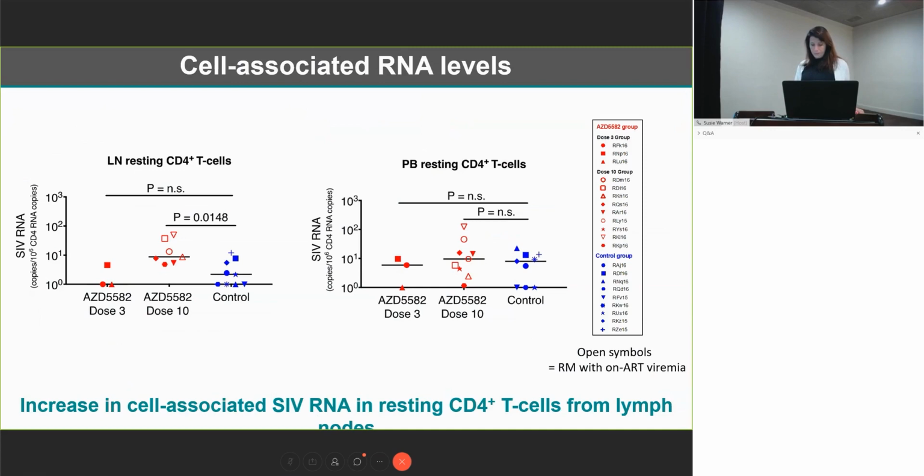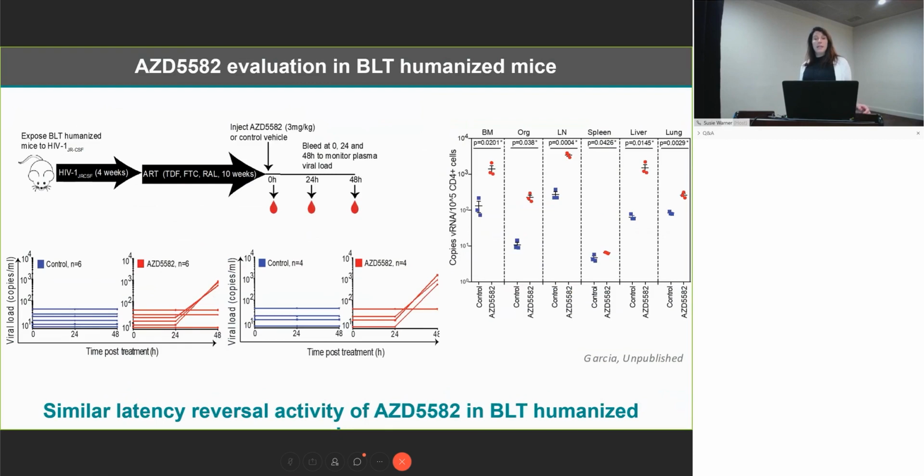And this AZD5582 SMAC mimetic was also evaluated in ART-suppressed BLT humanized mice by the group of Victor Garcia. And you can see that we observed similar results with an increase in plasma viremia in 3 out of 6 or 3 out of 4 mice in 2 independent experiments 48 hours after a single dose of the SMAC mimetic AZD5582. And here on the right, you can see also an increase in SIV RNA at 48 hours after the single dose of AZD5582 in multiple tissues.